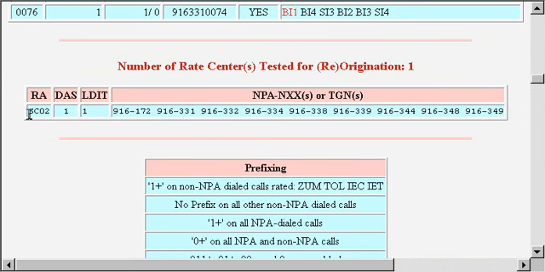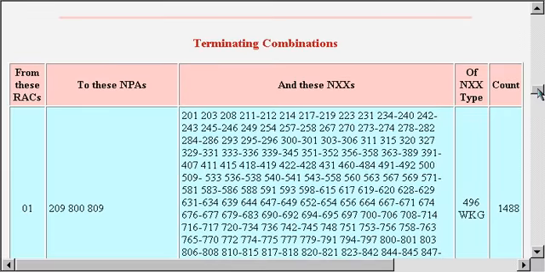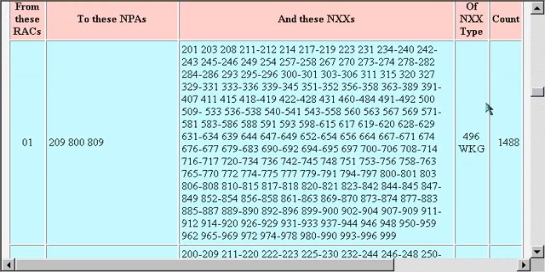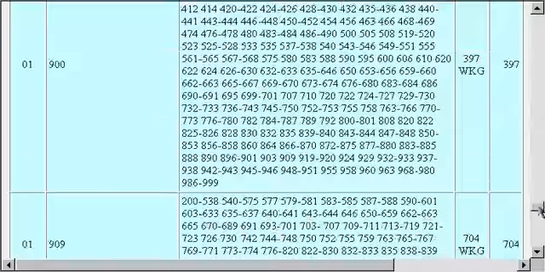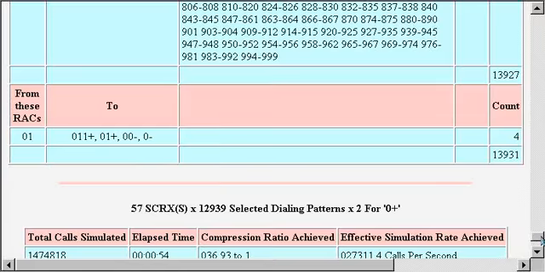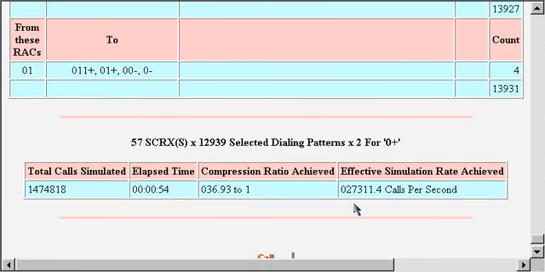The real power of SimCall lies in its ability to test a huge cross-section of calls possible. You can see here all of the combinations of NPAs and NXXs that SimCall is set to test. As we begin to scroll down, you can get a real sense of SimCall's capacity to handle simulated calls. We see here that SimCall tested 57 screening indexes with approximately 13,000 dialing patterns, and each was tested with a traditional dialing pattern as well as 0+.